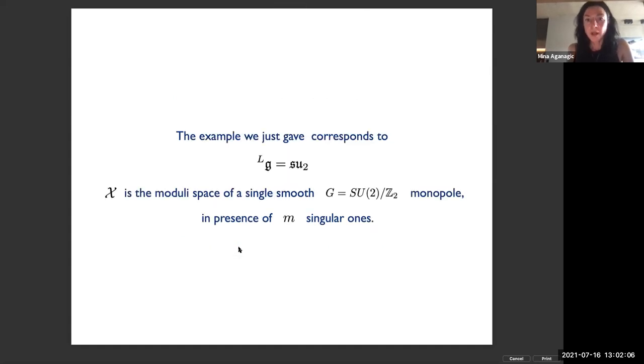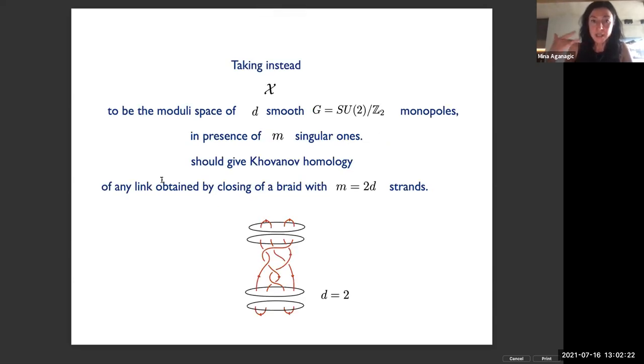Now, this example, the ironic example, corresponds to small g being SU2 and big X being the moduli space of one smooth SO3 monopole in the presence of M singular ones. If you take the big X instead to be a moduli space of D smooth SU2 monopoles in the presence of M singular ones and take M to be 2D, you're in a setting relevant for Khovanov homology. Okay, you should be able to get from this X, or in the corresponding covariant mirror, the Khovanov homology of any link obtained by closing the braid with 2D strands.